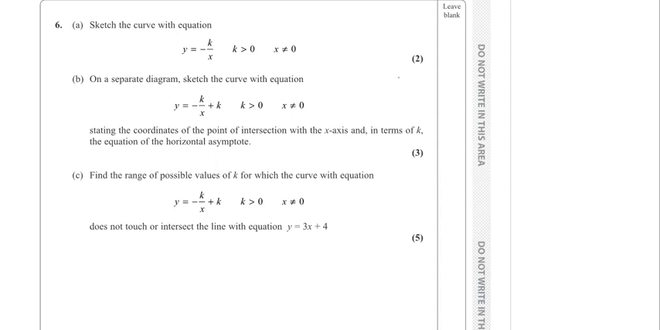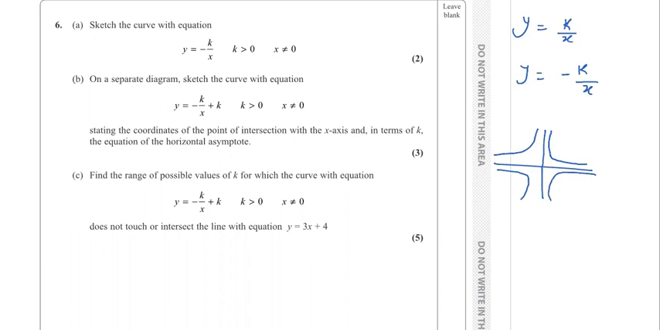For the reciprocal equation, we know that it can be of this type, y is equal to k over x, or it can be y is equal to minus k over x. If we have a reciprocal equation of y is equal to any constant over x, where x is not equal to 0 and the constant is greater than 0, then it will be like this because it will have two asymptotes, vertical and horizontal. So the graph will be like this one for y is equal to k over x. But for y is equal to minus k over x, it will be like this.